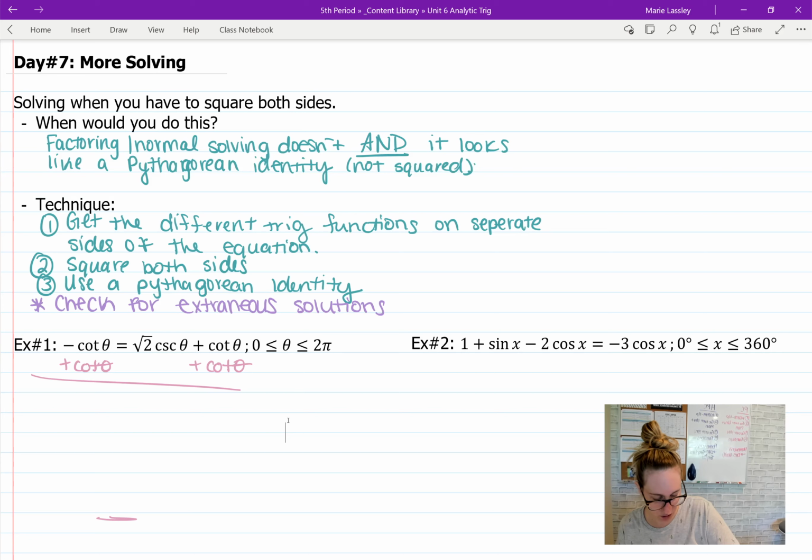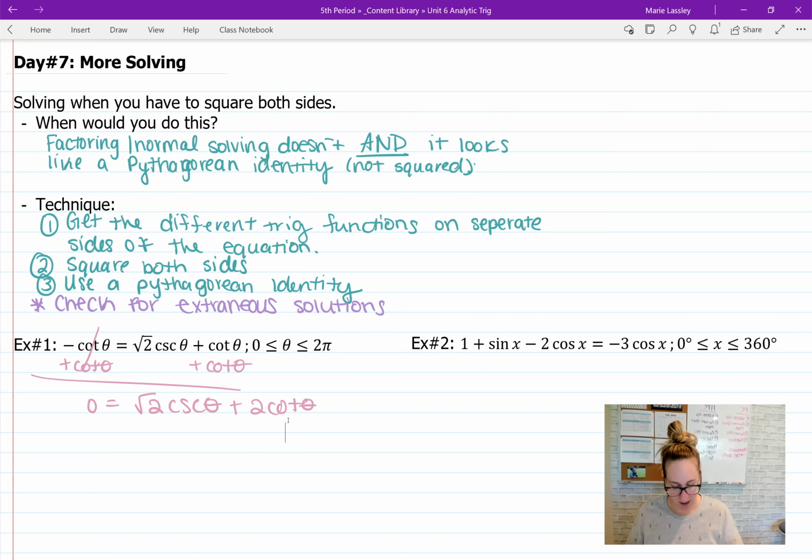So we have root 2 cosecant plus 2 cotangent. You can't really do much right here, because you can't take out a greatest common factor, since cosecant and cotangent don't have anything in common. It's not squared, so you can't do quadratic factoring. You don't really want to get into turning these into sines and cosines and combining to make a common denominator. I mean, you can if you wanted to. You might be able to get to an answer, but sometimes that's just messy.